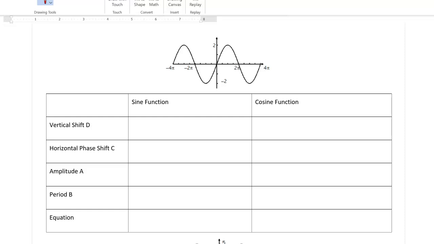Welcome to Modeling Trig Functions, Example 2. In this problem, we're going to find the sine function and cosine function of the graph given above.